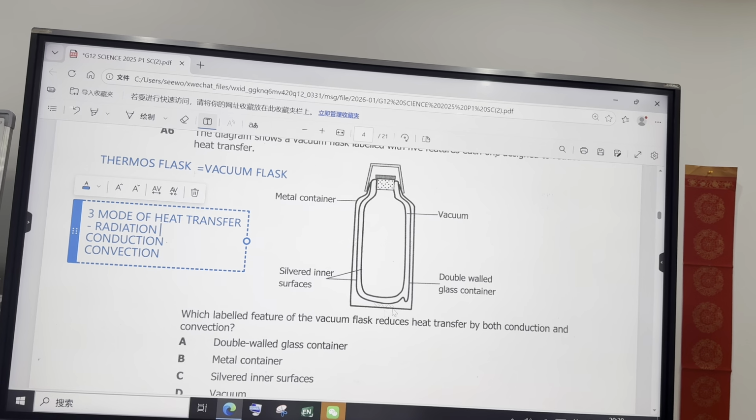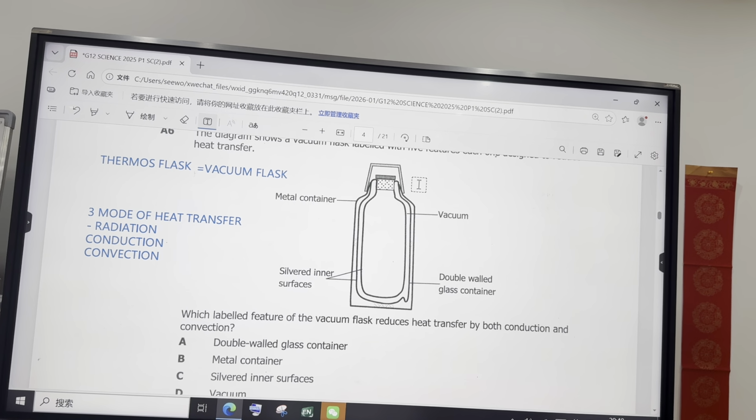Then this part here, sometimes they can ask you, this part is a cork stopper, not labeled there, but we can talk about it for future questions.